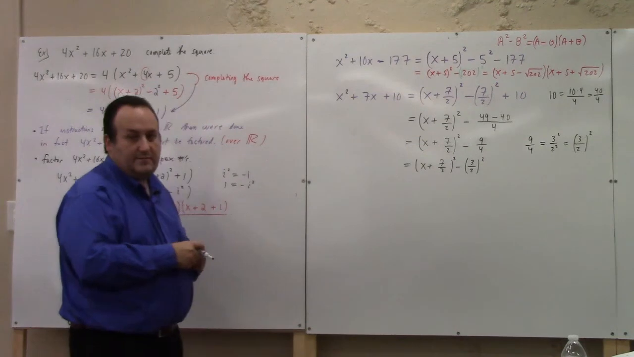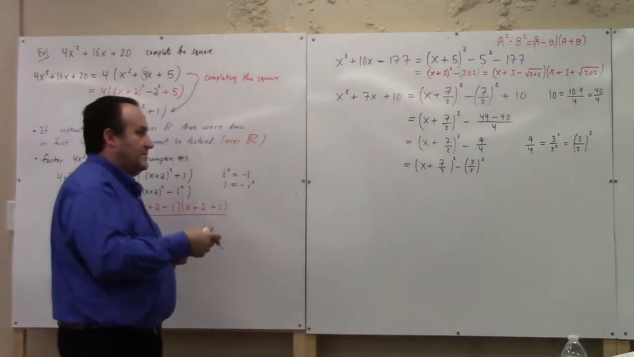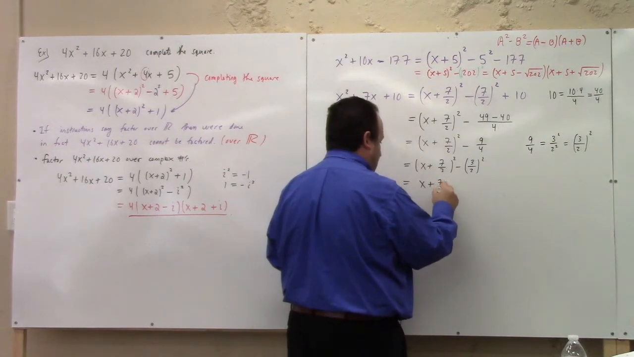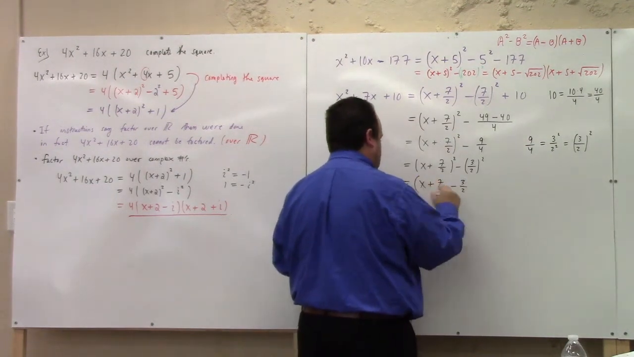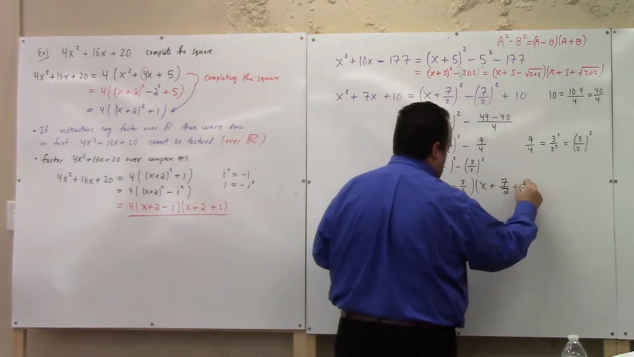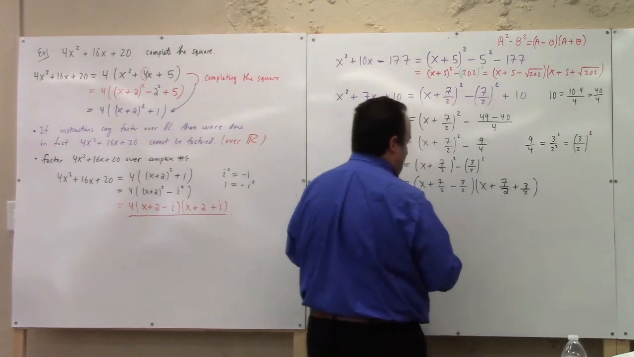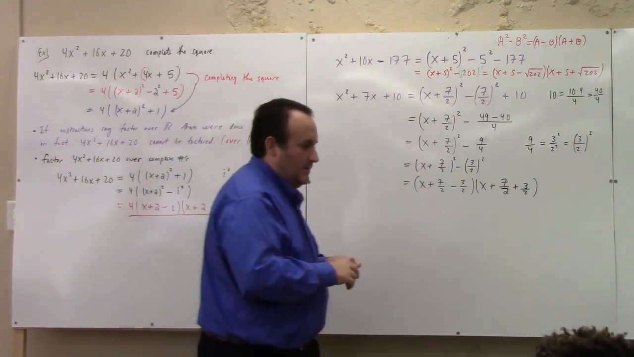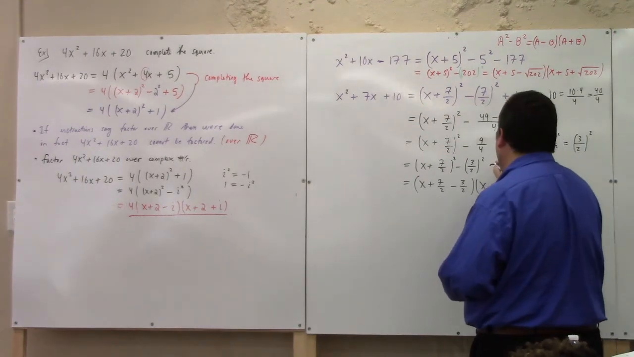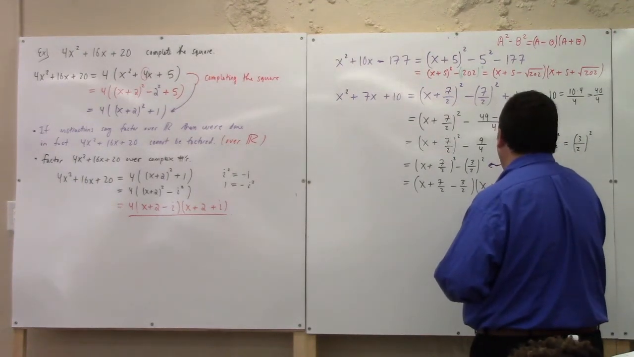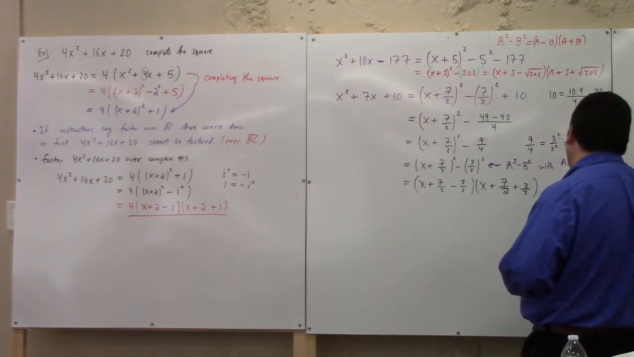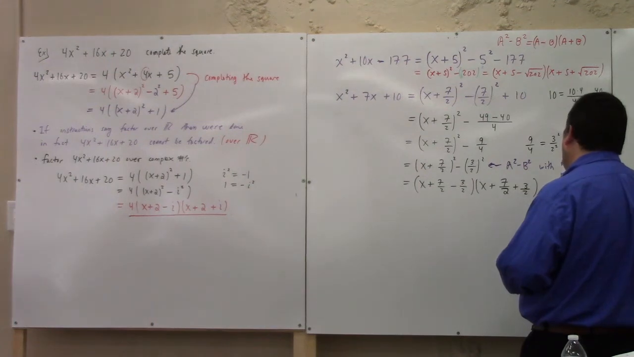Difference of squares again, right? So we can again do (x plus 7/2 minus 3/2)(x plus 7/2 plus 3/2). Because I'm saying again, this is the pattern a squared minus b squared, with a equal to x plus 7/2, and b equal to 3/2.